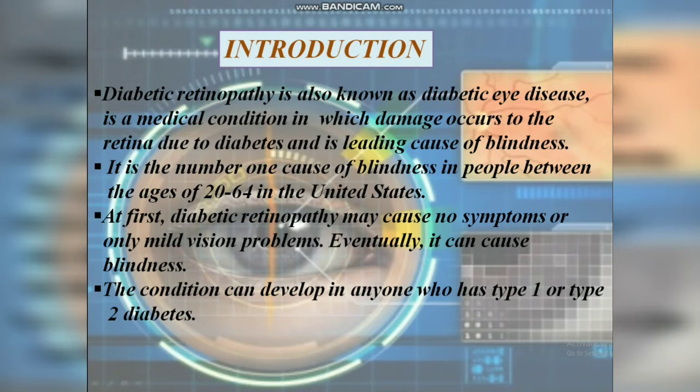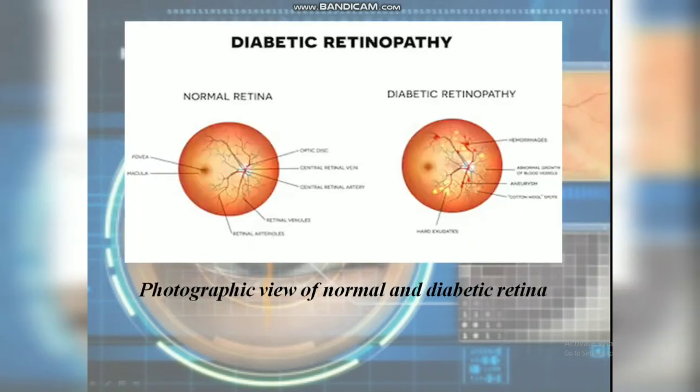This condition can develop in anyone who has type 1 and type 2 diabetes. This diagram shows a view of a normal and a diabetic retina.